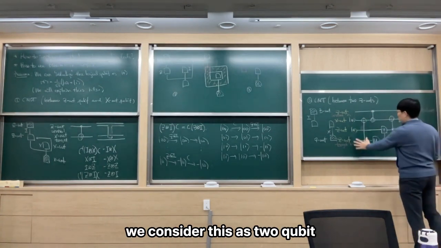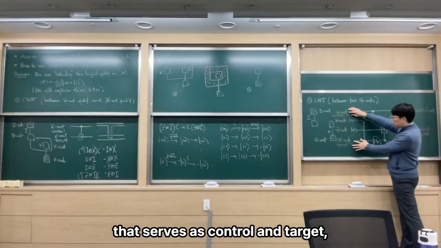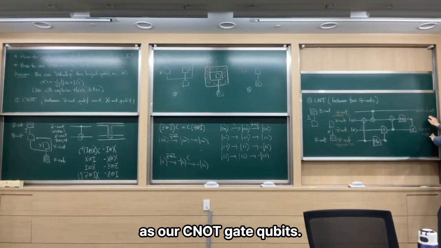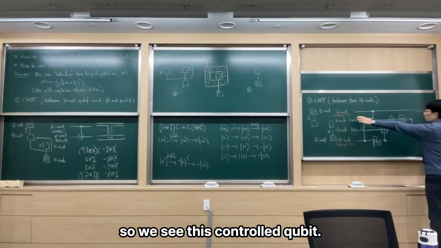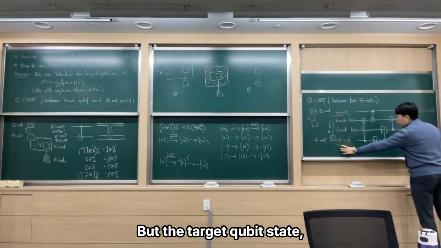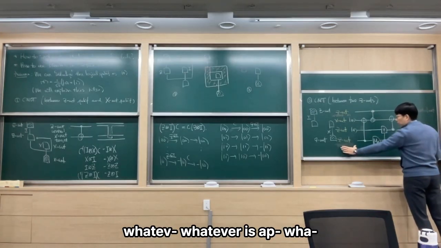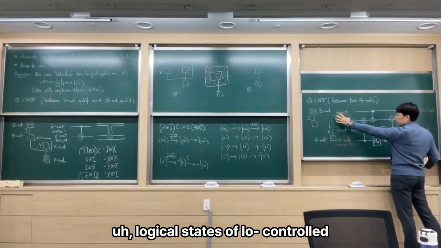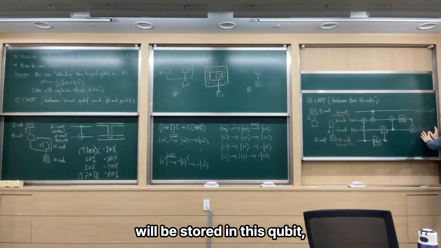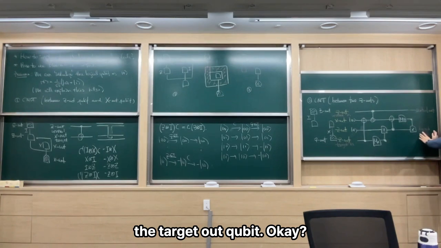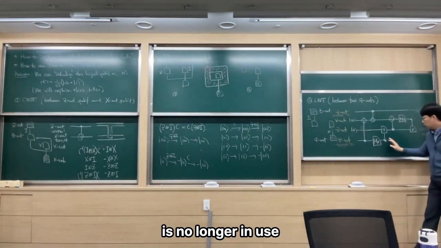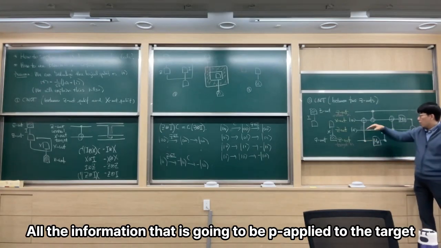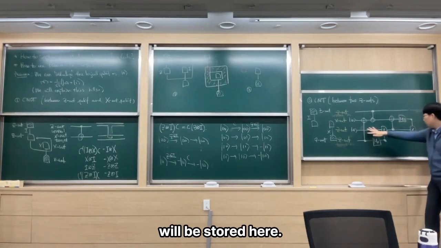In the input, we consider these as 2 qubits that serve as control and target, but in the output, we're going to take these 2 as our CNOT gate qubits. What does that mean? The control is the same, so we see this control qubit, but whatever has been done to the target, because of the logical state of the control qubit, the result will be stored in this qubit, the target out qubit. So this target in qubit is no longer in use because we already measured. It's just ruined. All the information that is going to be applied to the target will be stored here.